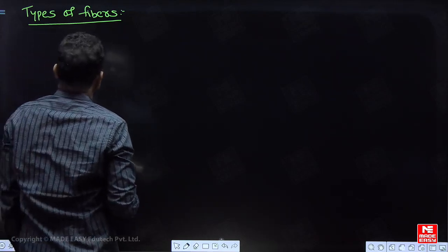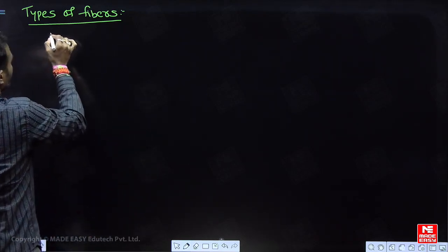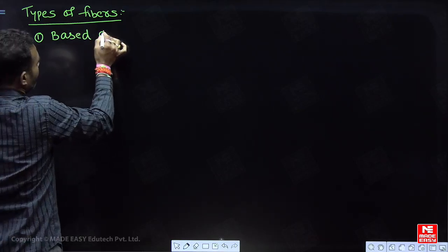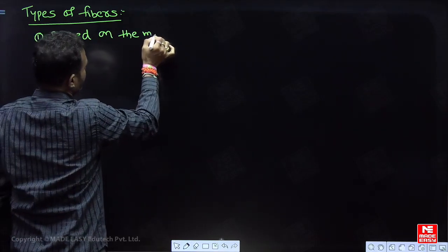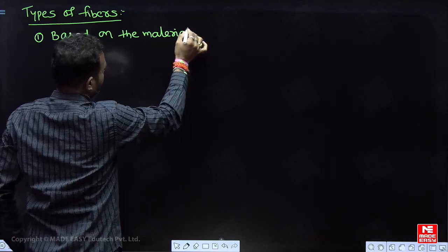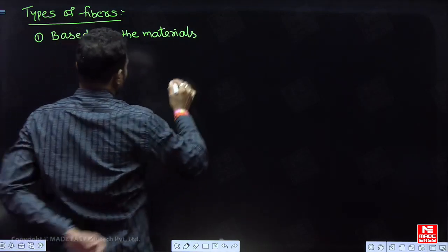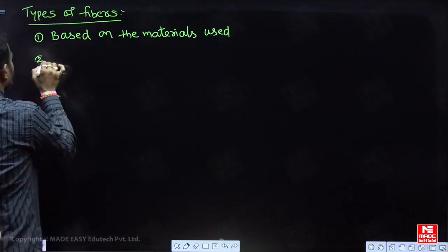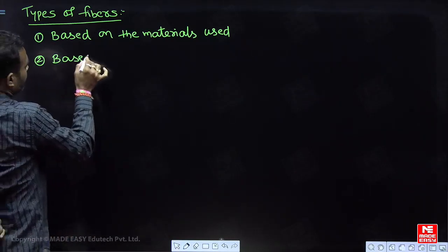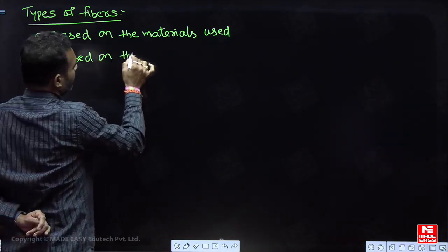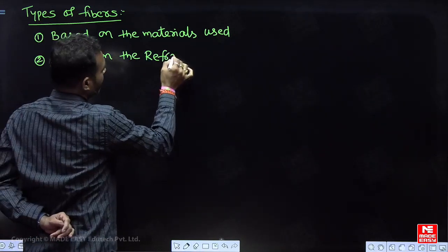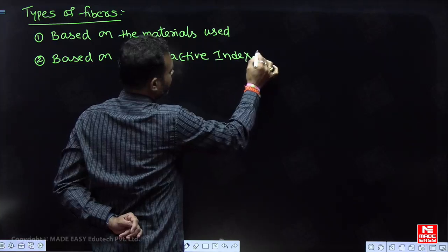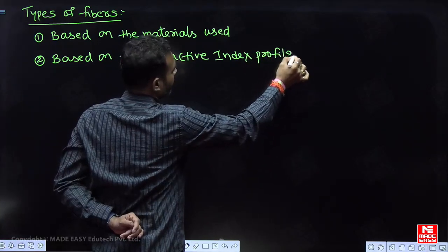If you see the types of fibers, the first one is based on the materials used. The second one is based on the refractive index profile.